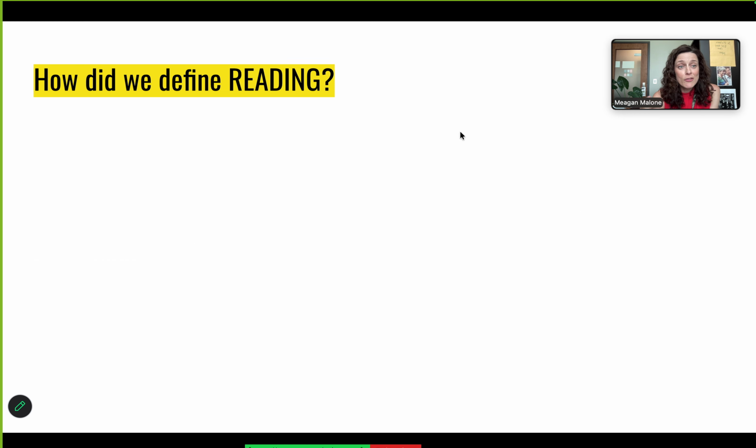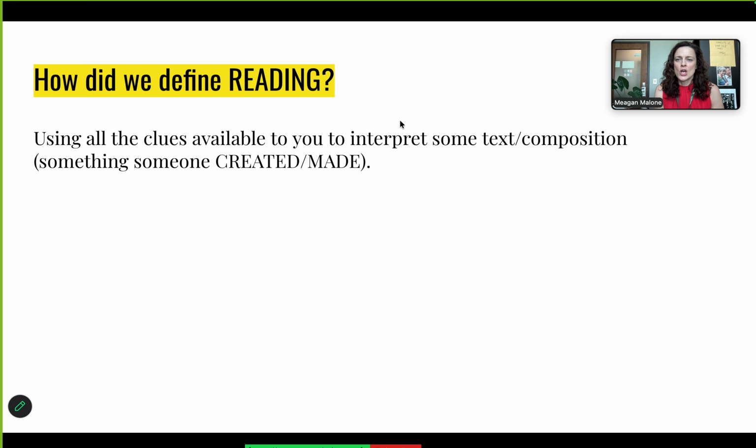So, how do we define reading for this course? A lot of people say reading is just decoding words on a page or finding the main idea, but let's sharpen that definition. For the purposes of this course, to read is to use all the clues available to you to interpret some text or some composition. A text is not just written words; a text can be a picture, a text can be many things. A text or a composition, we're going to use as the same word.